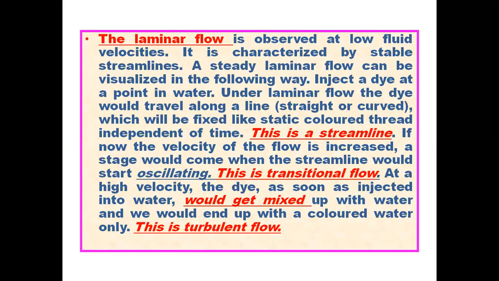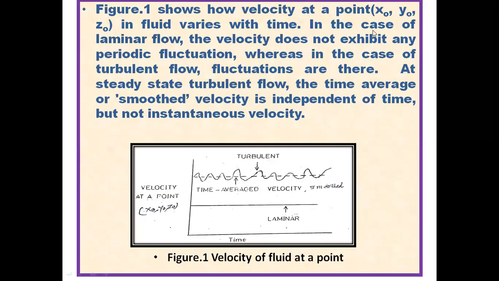This is transition flow. At a high velocity, the dye, as soon as injected into water, would get mixed up with water, and we end up with colored water only. That is turbulent flow. The turbulent mixing is very fast, and in streamline flow the mixing is the slowest, with transition flow in between. Now, see an example given here.